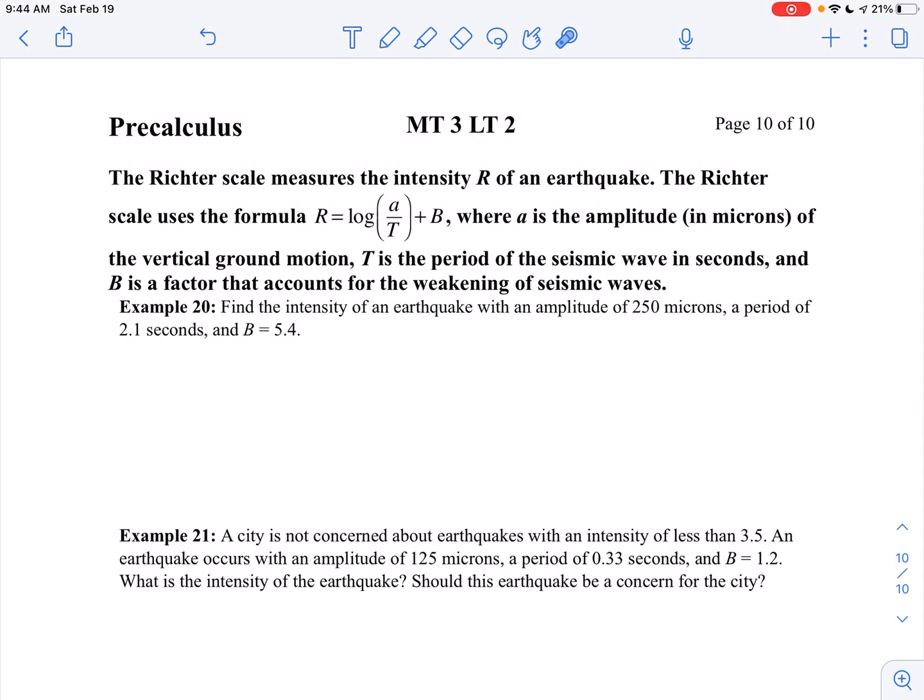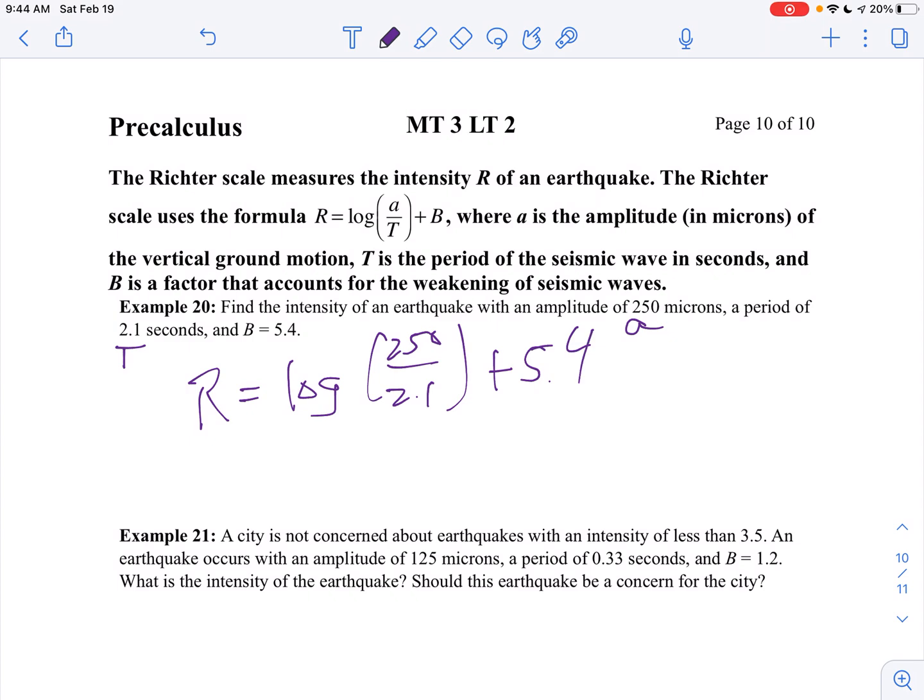So I want to find the intensity of an earthquake with an amplitude of 250, so that means A is 250, a period of 2.1, so T is 2.1, and B equals 5.4. So we just plug it in. So R equals the log of 250 divided by 2.1 plus 5.4. So we're just going to use our calculator here at this point.